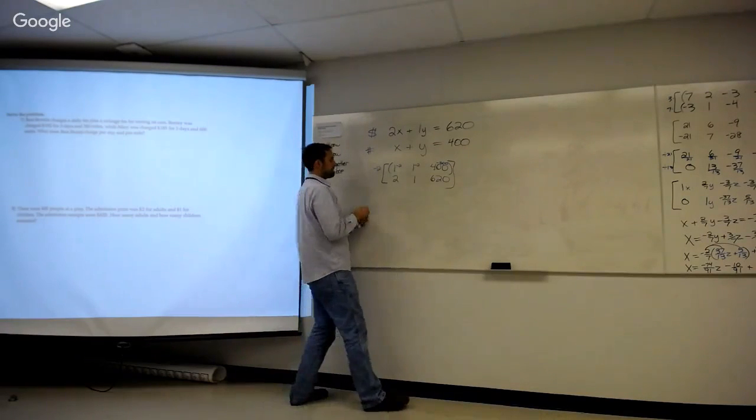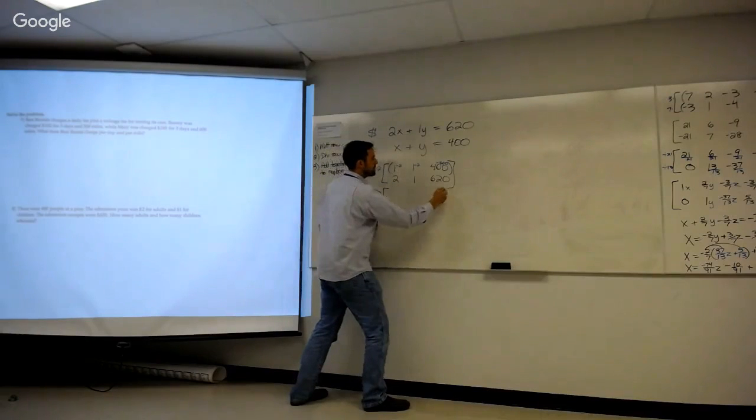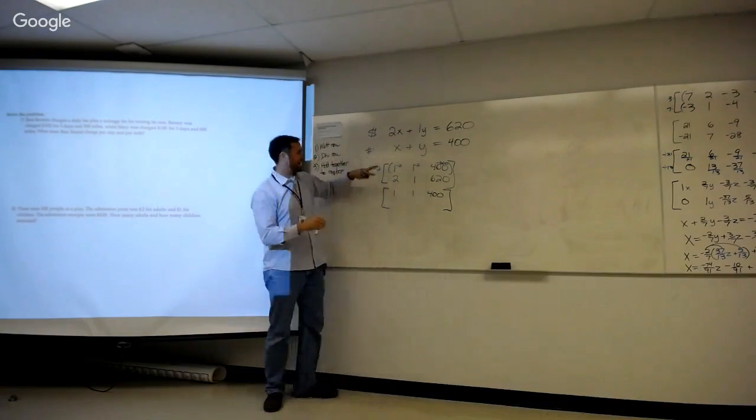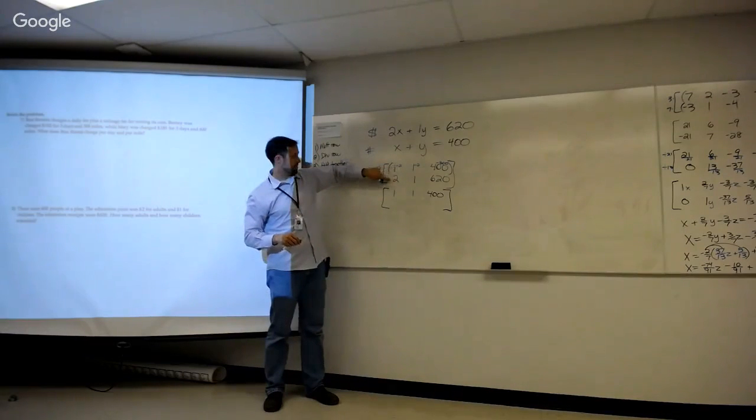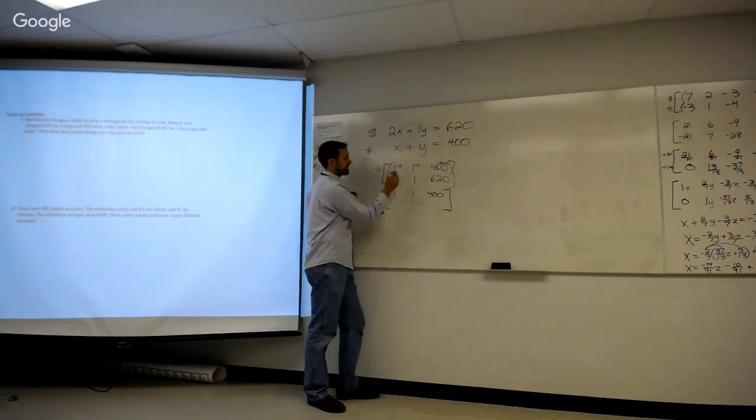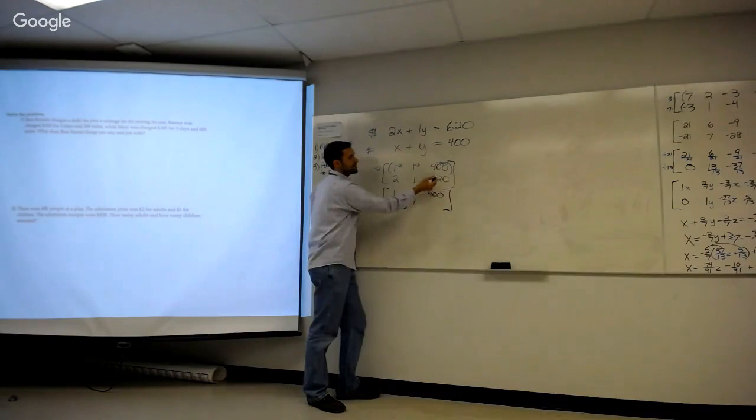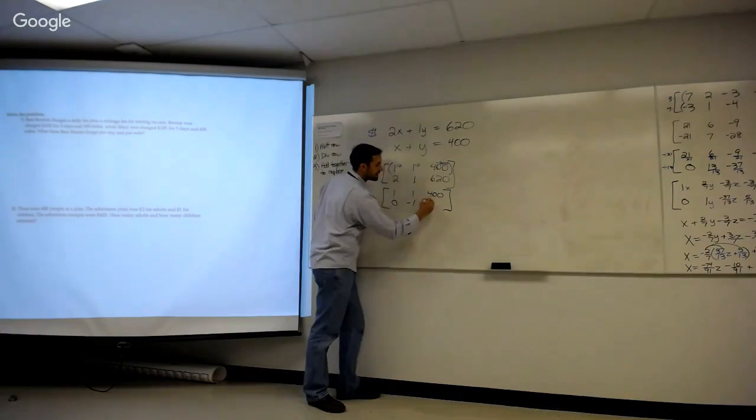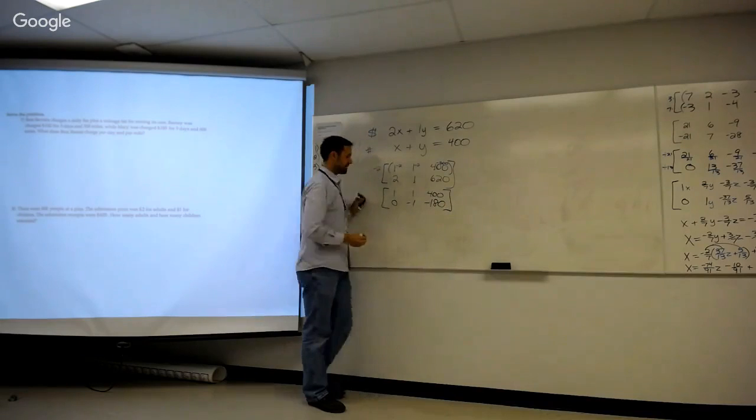So now I'm going to keep the top row, which is 1, 1, 400. But I'm going to add these 2 rows together, my bottom row and my fake top row, to replace and make my bottom row. So what do we add? 2 plus -2 is 0. 1 plus -2 is -1. And 620 minus 800 is -180.